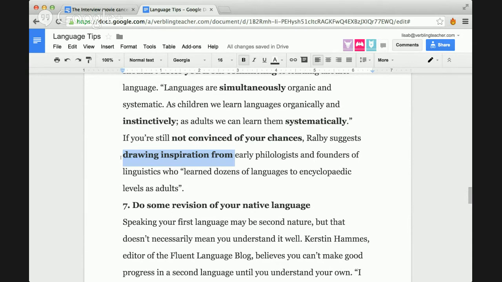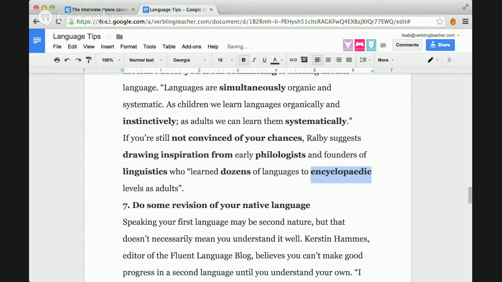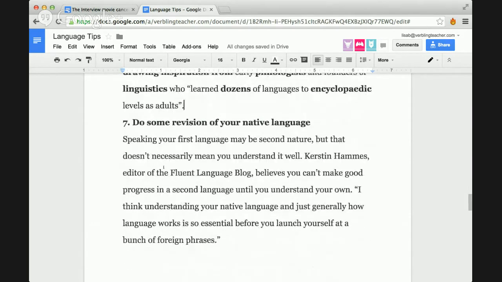They can inspire you. So lots of people, philologists and linguists, people who've studied languages and sounds of words and things, have learned dozens. A dozen is 12, to encyclopedic level. So having a lot of knowledge. If you have an encyclopedic level of knowledge, it means you can say a lot of things in that one language. So they learned a lot, and they were doing it as adults.